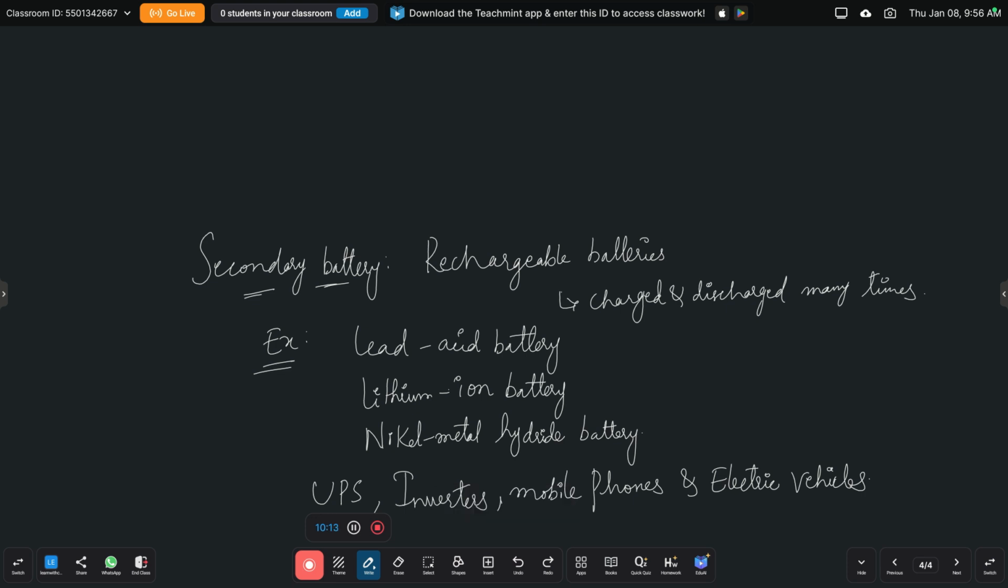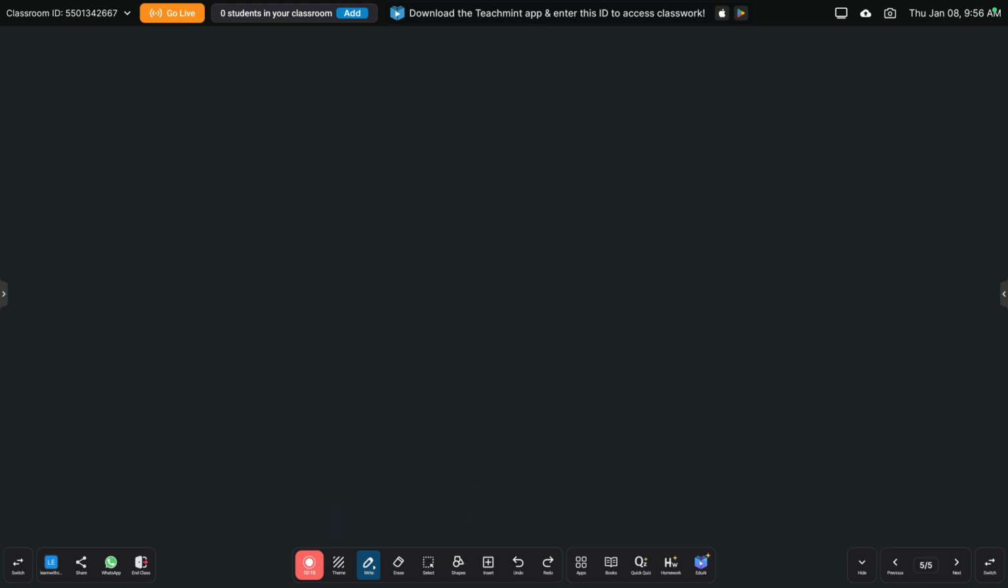Until now, we know the primary and secondary batteries. In that we discussed that a battery is an electrochemical device which converts chemical energy into electrical energy. Mainly we discussed the five parts: the cathode, anode, electrolyte components, separator, and the container, right? In this we are going to discuss them individually.